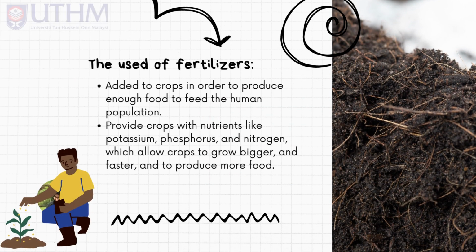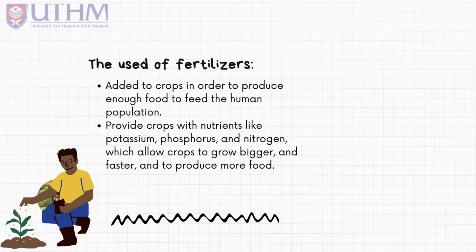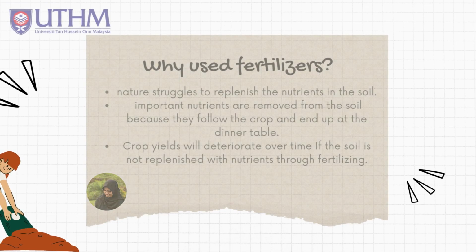Fertilizers are added to crops in order to produce enough food to feed the human population. Also, fertilizers provide crops with nutrients like potassium, phosphorus, and nitrogen, which allow crops to grow bigger and faster and to produce more food. Why are fertilizers used?